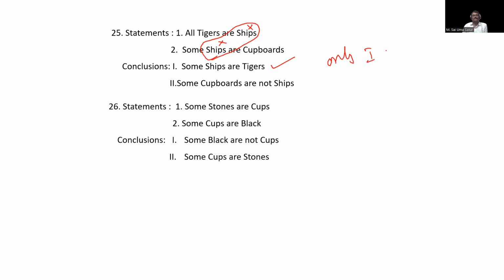Next, 26th one. Some stones are cups and some cups are stones. Second one is valid. Some cups are black, some black are cups is not there. Next, both the statements are particular, there is no immediate inference, leave it. Complementary pair is also not satisfied. Why? Because we have only two conclusions, the second conclusion is already valid, so only two follows. That is the answer.